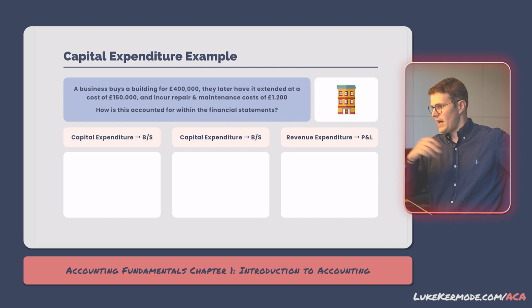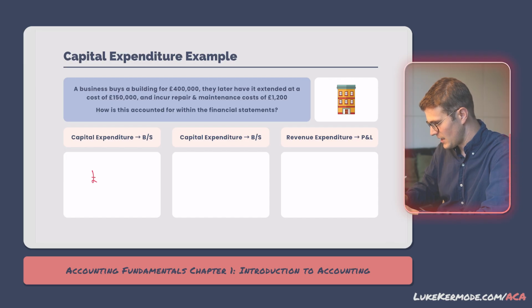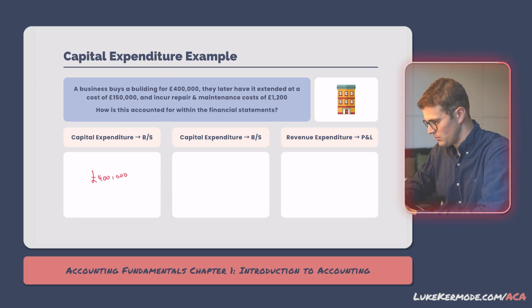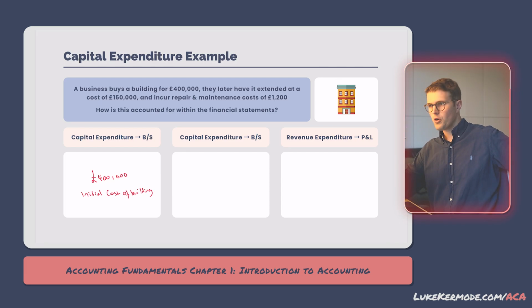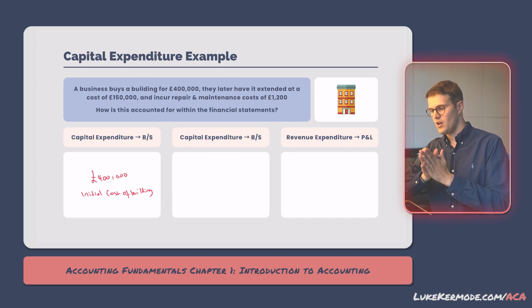So imagine a business purchases a building for £400,000. That's a classic example of capital expenditure. So that's the initial cost of the building. The business is acquiring a long-term asset that it will use for many years to come. So it's classified as a non-current asset on the balance sheet.